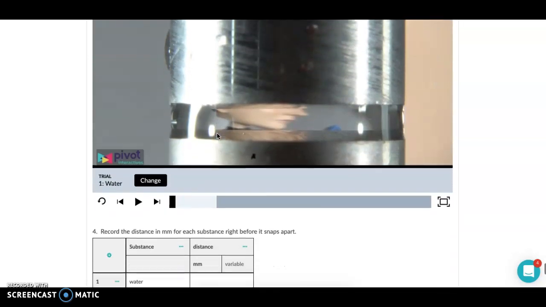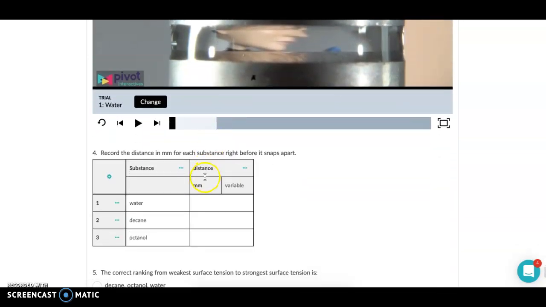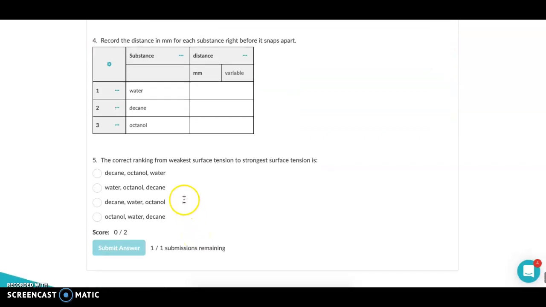And from that, you can then compare these last three, where we have water, which has hydrogen bonding, decane, which has London dispersion forces, and octanol, which has dipole-dipole interactions. And you're comparing the strength of the different intermolecular forces between one molecule to another molecule and make the correct ranking. I hope this was helpful.